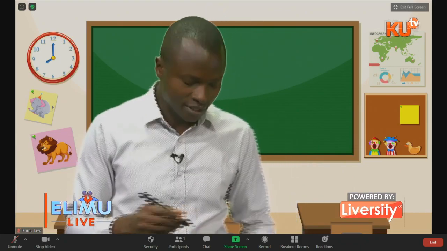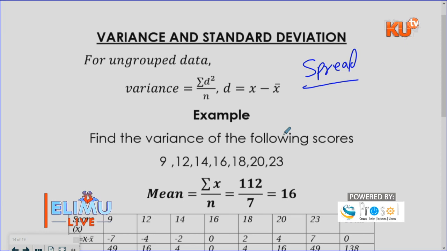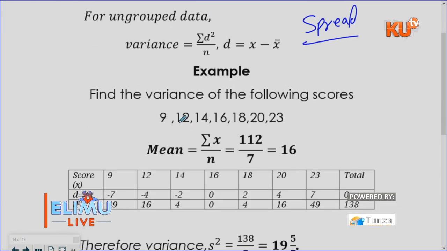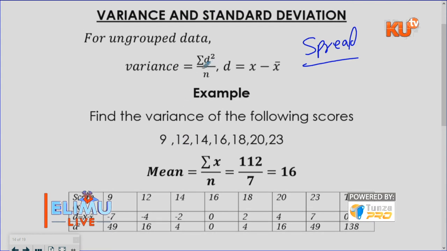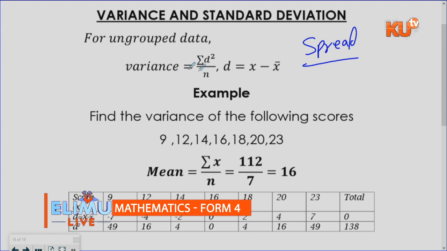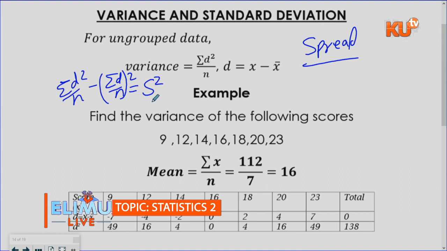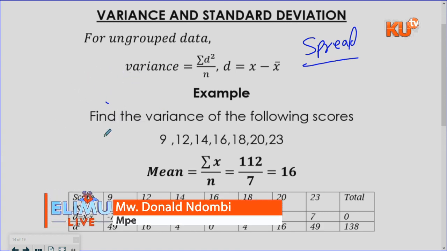Therefore, how do we calculate variance? So we want to just quickly look at two cases. We have ungrouped data and we have grouped data. When you want to calculate the variance of ungrouped data, you take the sum of d squared over n minus sum of d over n, then all this squared. That should give us variance, and it's given by s squared because it's the mean squares of the deviation. So we write it as s squared. So this is the formula for variance when the data is ungrouped. Now for example one, if we look at example one, find the variance of the following scores.